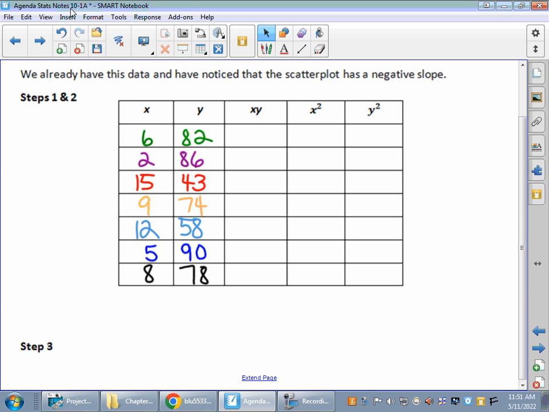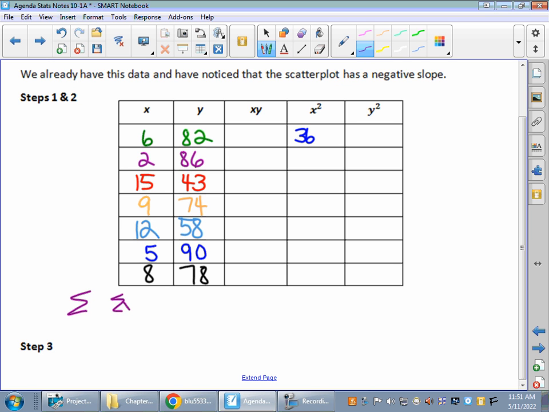So I'm going to do 6 times 82 and put that product. I'm going to do X squared and stick a 36. I'm going to do 82 squared. I don't know what that is. But then don't forget, once we do all that, we need to find all of our sums.